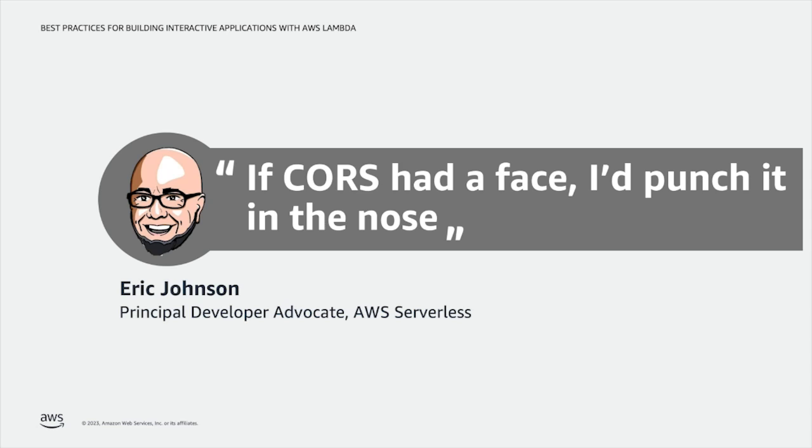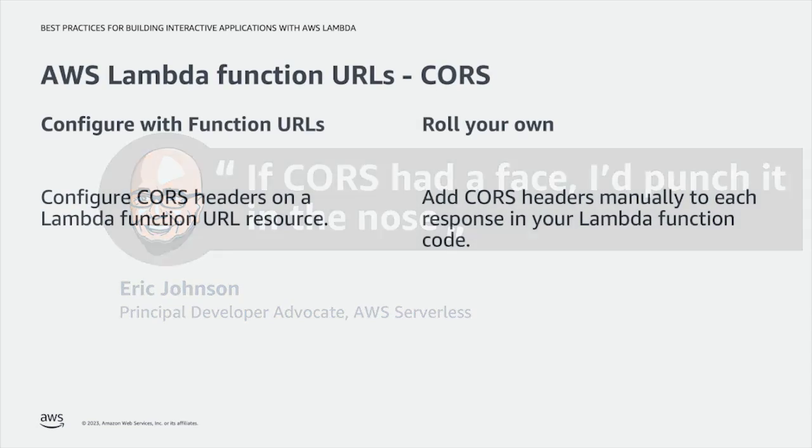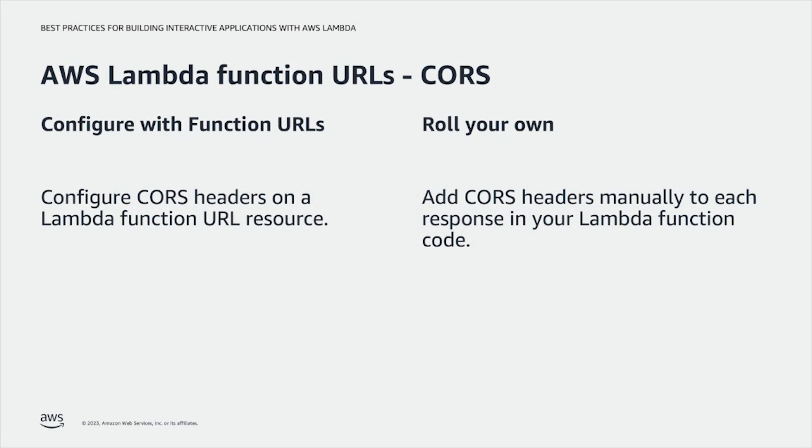Eric Johnson is a fantastic principal developer advocate for serverless. He's built a lot of applications using Lambda and API Gateway, and so he knows this is a common error message that people get. Now, function URLs go a long way to helping resolve this. It enables you to configure CORS very simply. It adds a header for you automatically to your response, or you can manually roll your own.